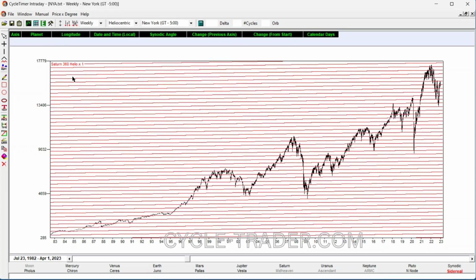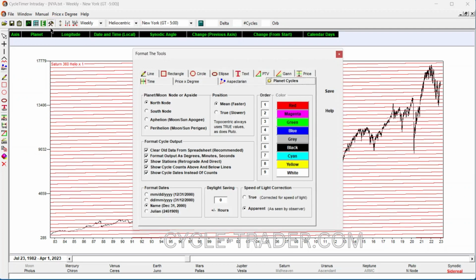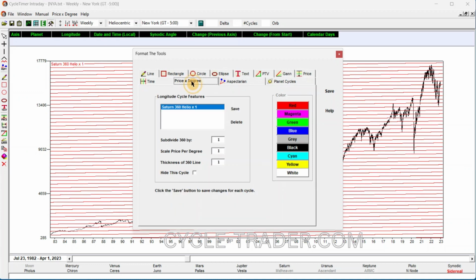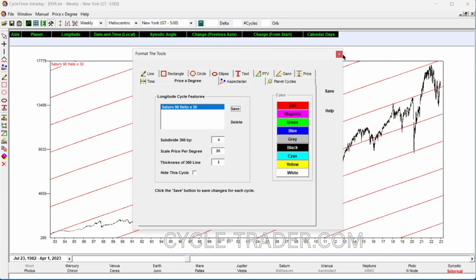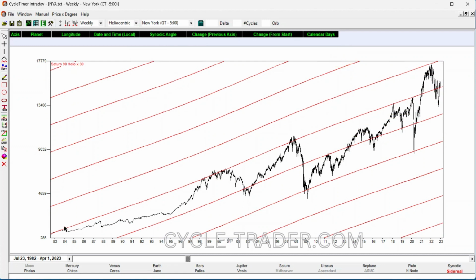Saturn is selected from the Price by Degree button. You can see that this cycle is so cluttered that it is of little value without the appropriate scaling. Click the Tools button. Select the Price by Degree tab and enter 30, as shown. 4 is entered as shown to subdivide this cycle into its 90-degree harmonics. It's easy to see that this price by degree cycle, when scaled as Gann described, has defined the growth trend since the 1982 bottom.